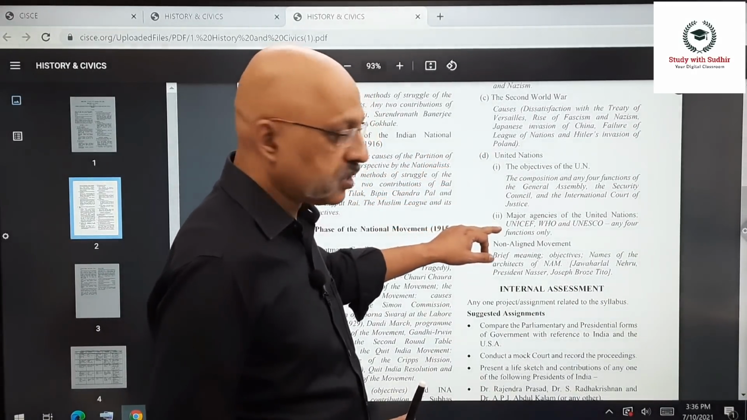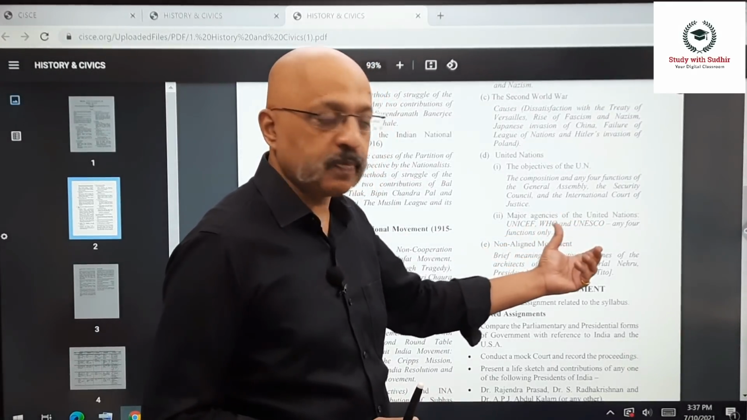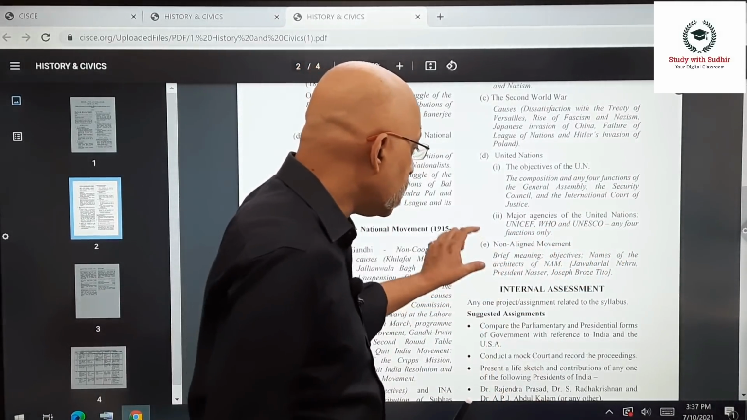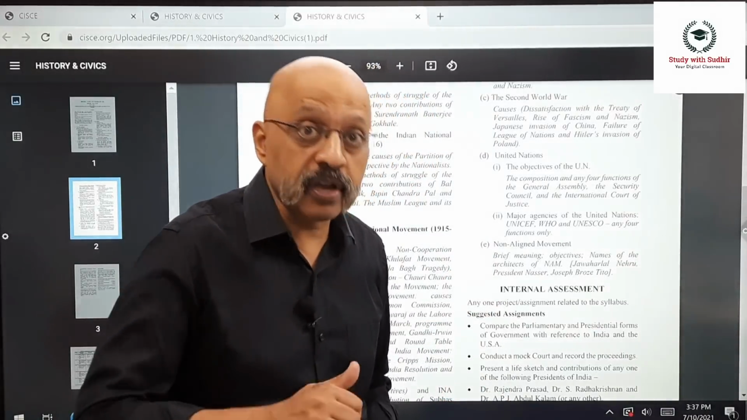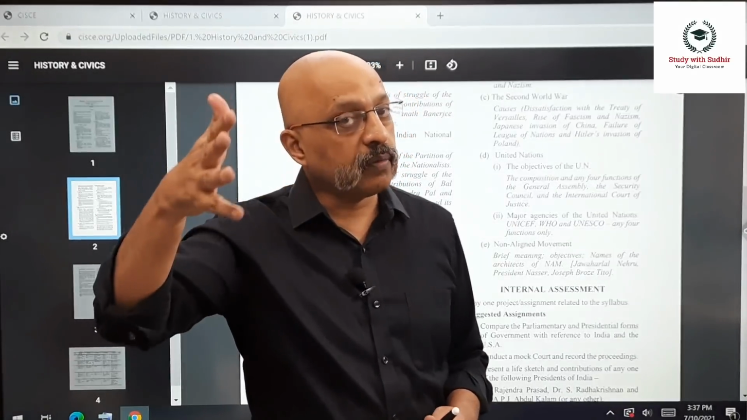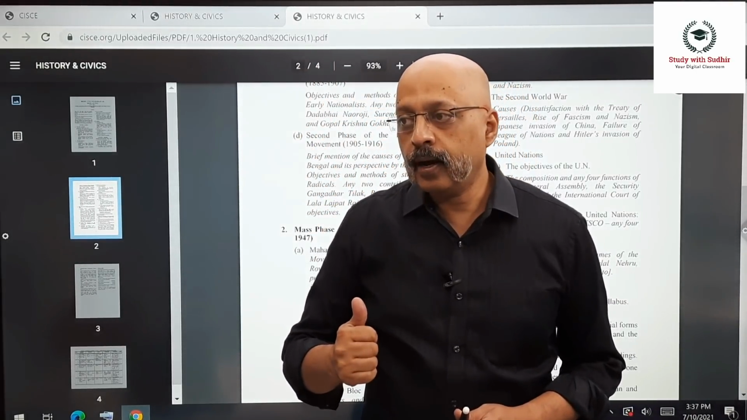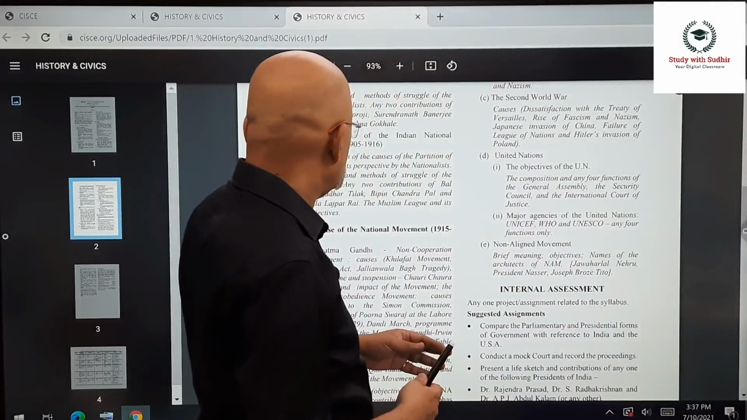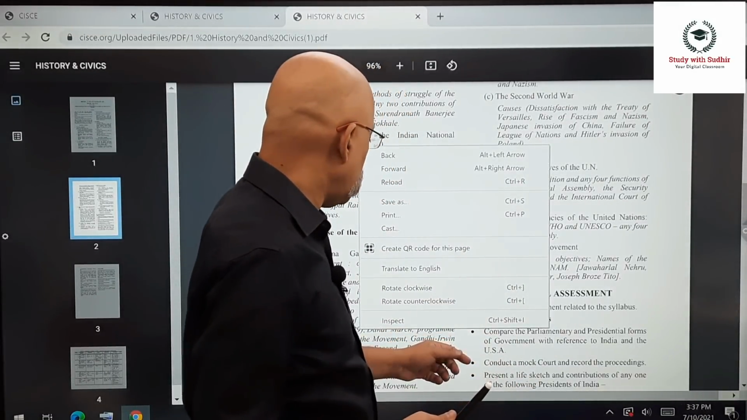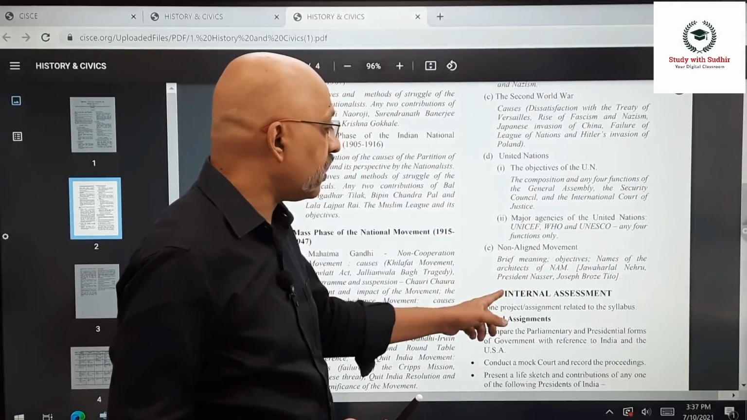The United Nations: earlier you needed to know only about the names, the expanded forms of UNICEF, WHO and UNESCO, but now they are talking about the functions also. The non-aligned movement chapter has been reintroduced. Last year, out of the 15 chapters, 3 chapters were removed: the rise of dictatorships, the non-aligned movement, and the High Court chapter. So this time, they have reintroduced the 3 chapters back. The non-aligned movement is back.